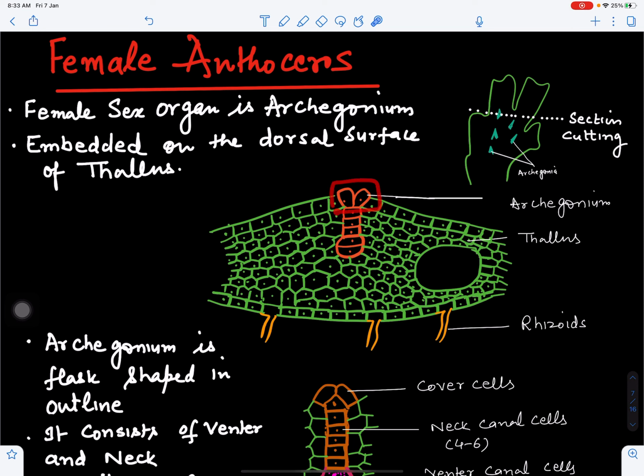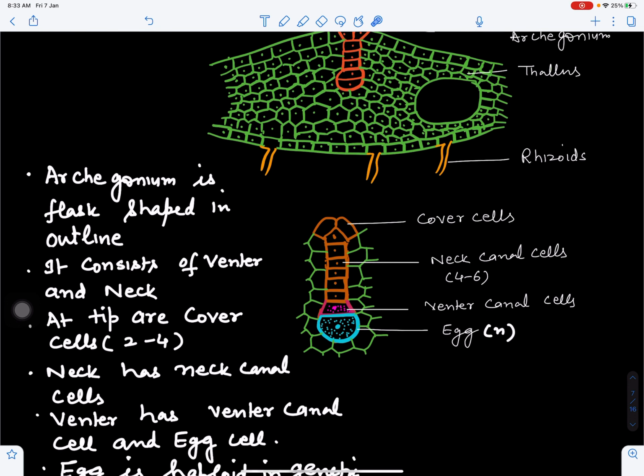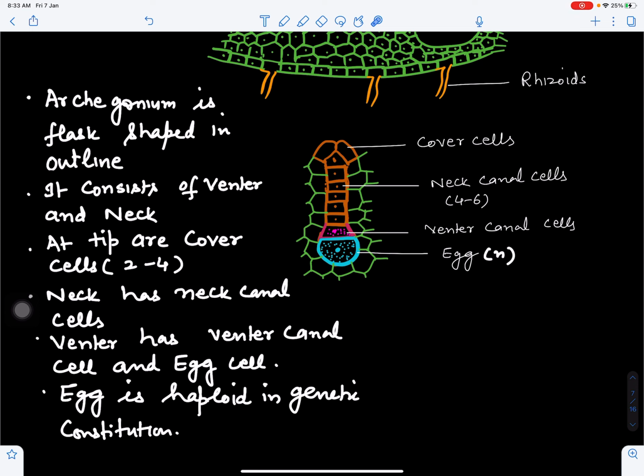Only the upper part, the cover cells, project above the thallus. The rest of the cells are integrated with the thallus tissue. Now, if we see the structure of the archegonium, this is basically a flask-shaped structure. It consists of this dilated part, called the venter, and this elongated part, called the neck. And these are cover cells, maybe 2 or 4 in number, which are projecting above the thallus. And this neck canal, which forms the central part, is made up of 4 to 6 cells. And this part is called the ventral canal cell, and this is called the egg cell.